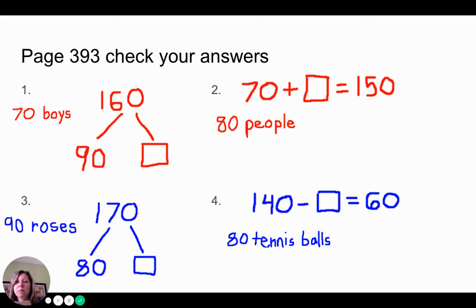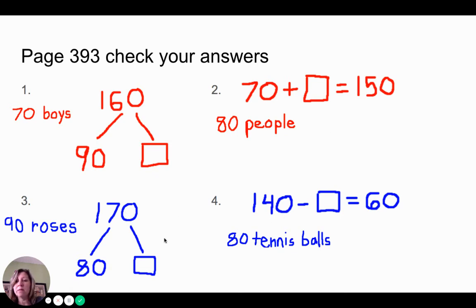For number 1, I drew a math mountain, okay? And my math mountain looks like this, and I'm missing one of the addends, and my answer is 70 boys. Number 2, I did an equation, okay? And if I wanted to, I could put my variable in here. I could use, say, a letter P for people, okay? And my answer is 80 people.